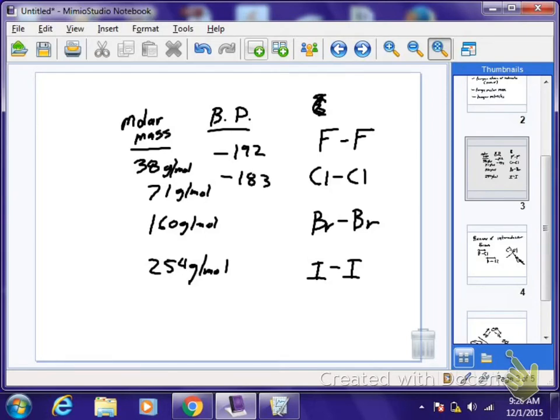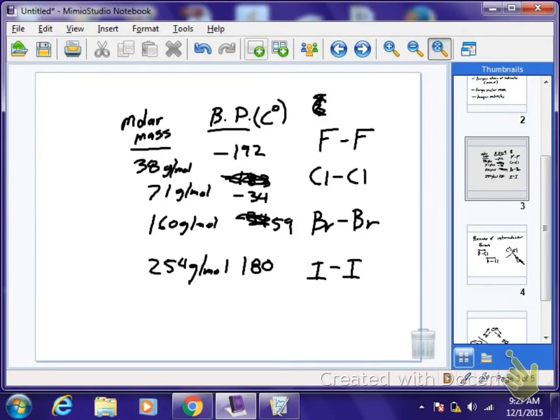Bromine is a minus 34. Or is it 34? Oh, bromine's 59, I'm sorry. So this would be minus 34. Then bromine is 59. And this is in Celsius? Yeah, and these are Celsius. And this is 180. And these are all in degrees Celsius.